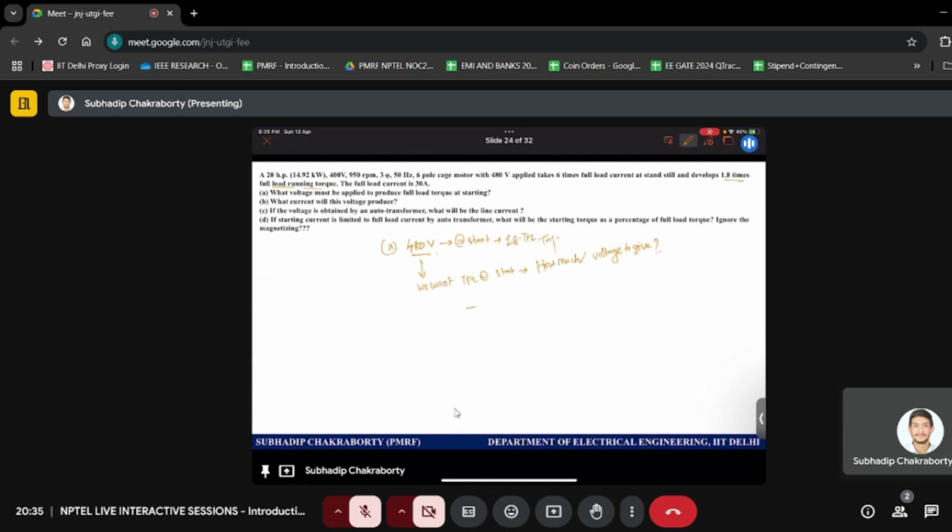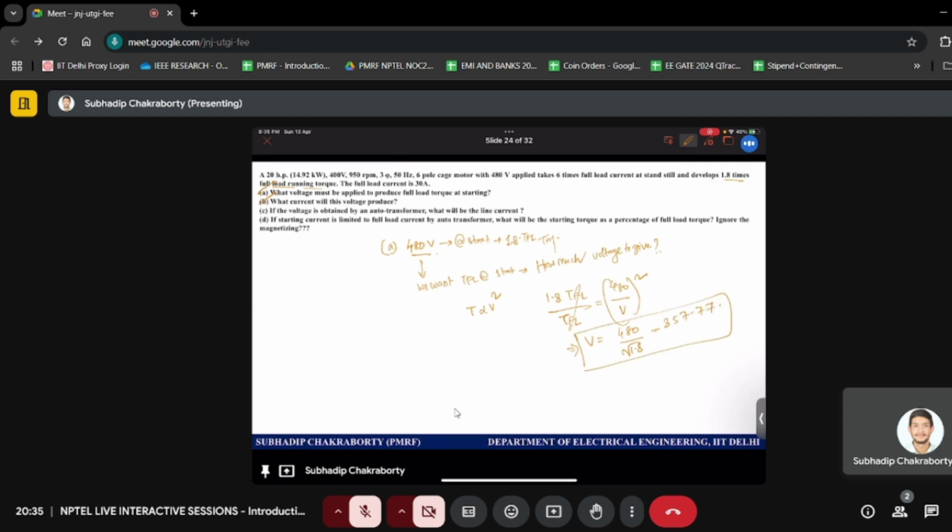So we know torque is proportional to voltage square, right? So 1.8 times full load torque was being produced when 480 volts was supplied at the same slip, right? We are not changing the slip. Then at the same slip, that is at starting, we want the full load torque. Then what voltage should be supplied? It should be 480 by root 1.8, which is nothing but 357.77.